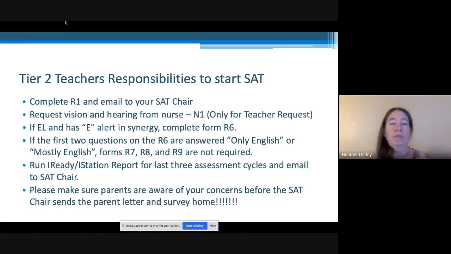So what are the Tier 2 responsibilities to start SAT for a teacher? The teacher is going to complete the R1 and email it to the SAT chair. They're going to request a hearing and vision screening from the nurse.